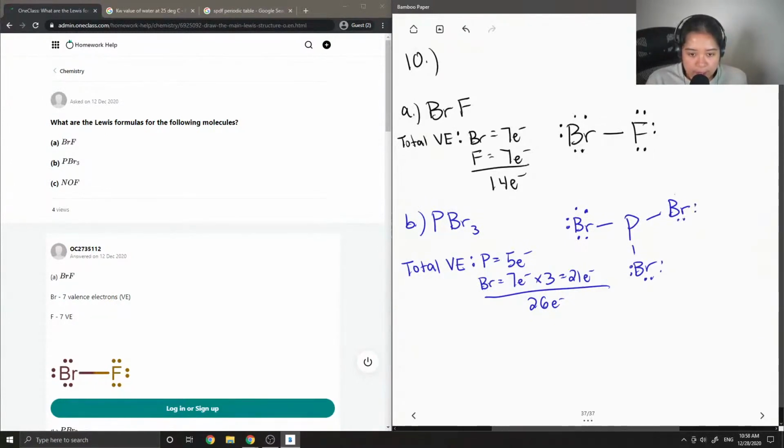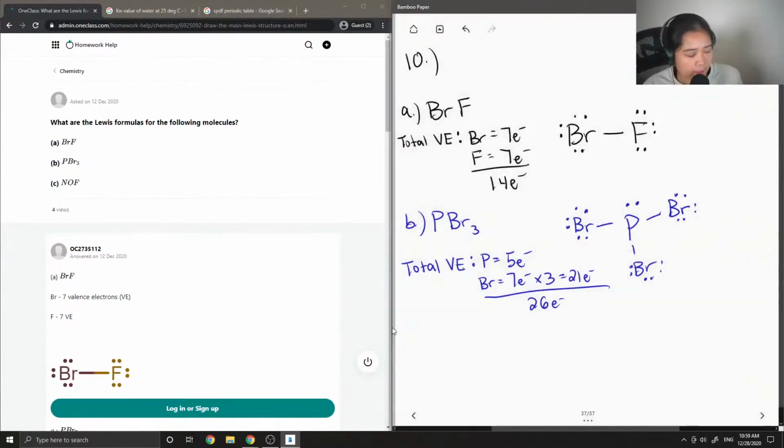And then if we count out all the electrons that I drew so far, each bromine has 6, so 6 times 3 is 18. And then counting all the bonds, 19, 20, 21, 22, 23, 24. So I have 24 electrons written down. So the last 2 will go on our phosphorus, 25, 26. And everything follows the octet rule, and we have our total number of electrons. So that is the Lewis structure for phosphorus tribromide.